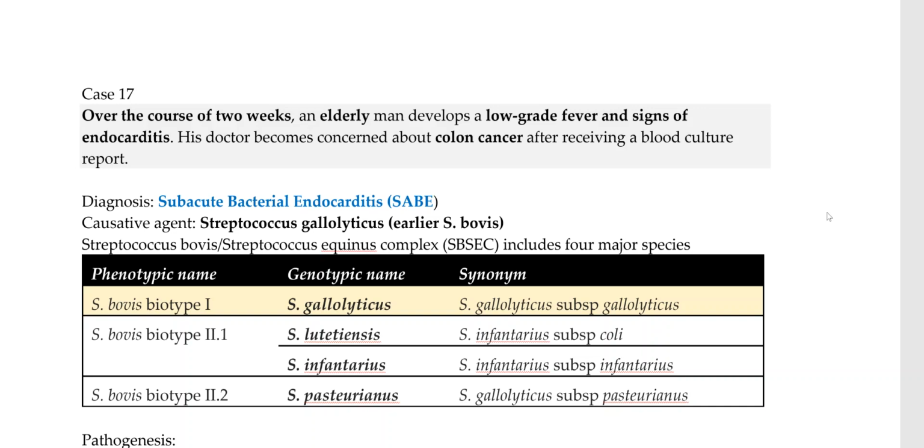Biotype 2 is divided into 2.1 and 2.2. 2.2 has a species known as Streptococcus pasteurianus, and that is considered a subspecies of gallolyticus. But biotype 2.1 has two species, lutetiensis and infantarius. But the most important one is Streptococcus gallolyticus itself.